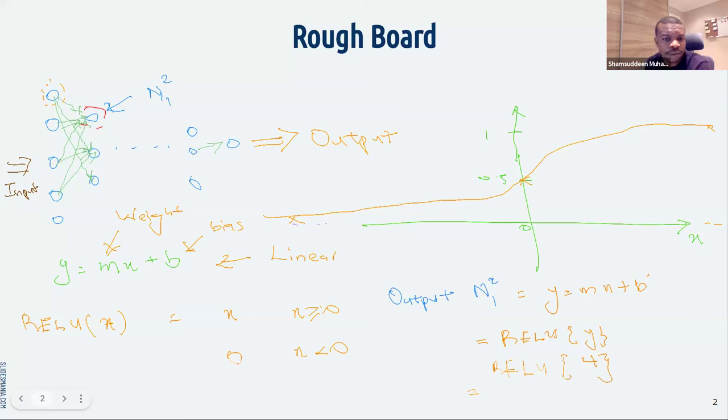Yes, there is an answer from Sunny. Sunny said 4, Lukman said 4. Do you understand the question? I could repeat it. Let's say your neuron predicts a value. What's the output when you key in a value of 4 into a ReLU, taking into consideration these conditions of our ReLU here?